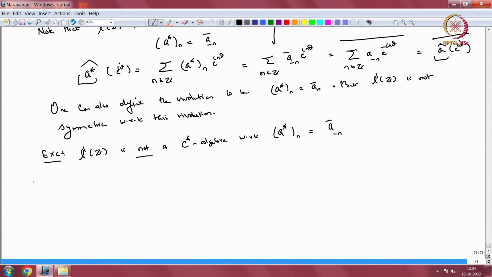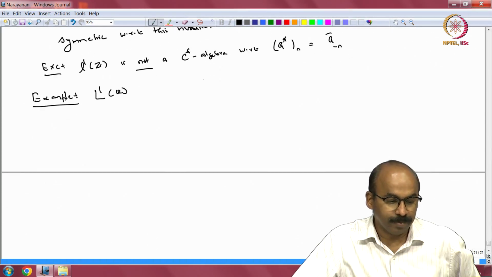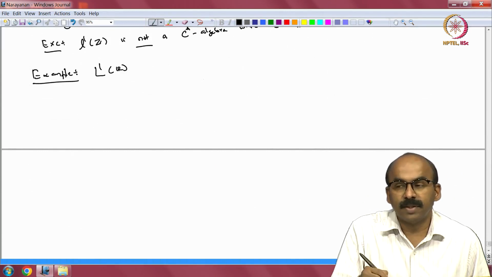Okay. So, let us look at one more example. L1 of the real line. If you remember, here we had defined the Fourier transform which was the multiplicative linear functional, and we will show that these are all. So, I will give this as an exercise with some steps.